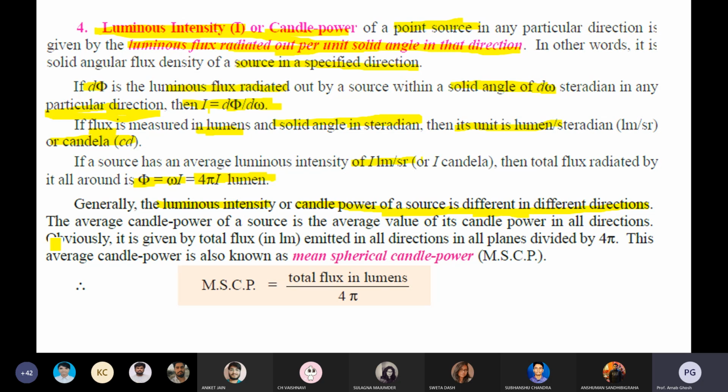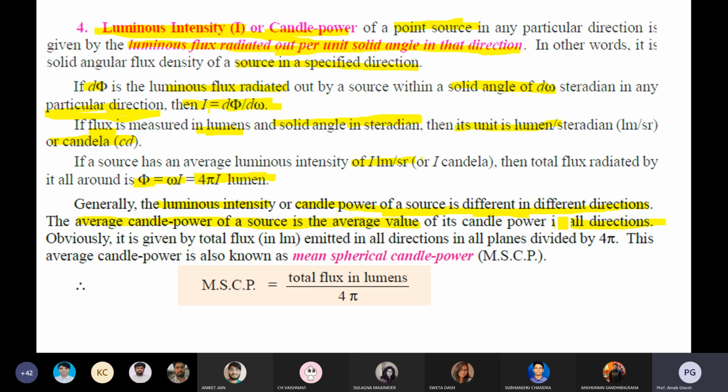So all the values are different, based on how the lighting energy is spread out. If there is any cover, then definitely in the covered portions the value will be less. Generally the luminous intensity or candle power of a source is different in different directions, so changes are there. The average candle power of a source is the average value of its candle power in all directions.